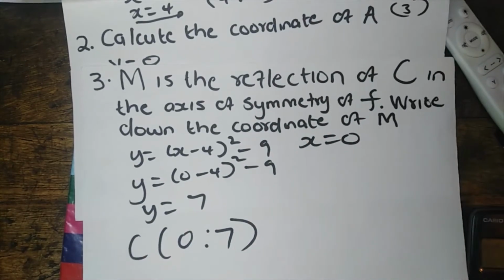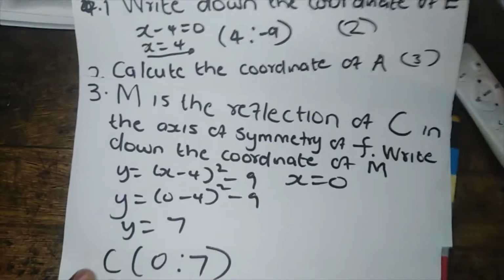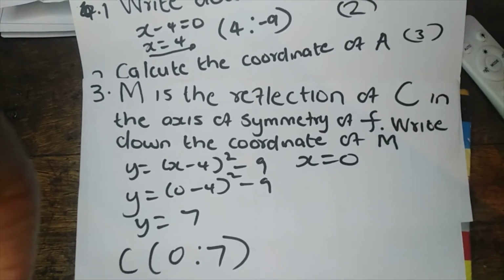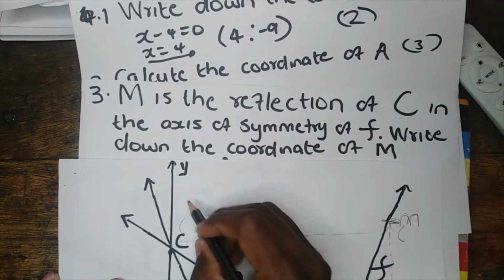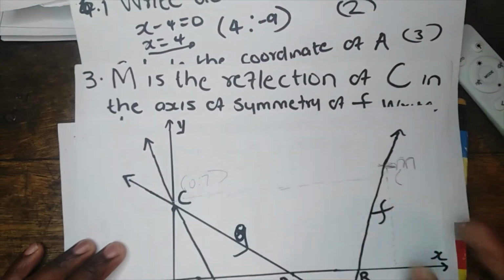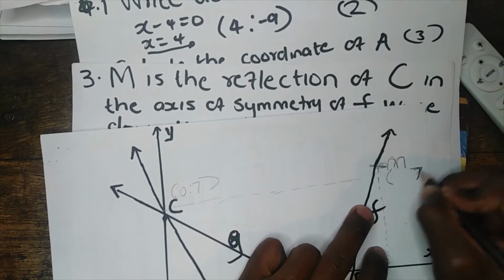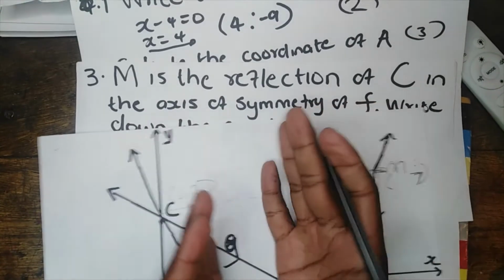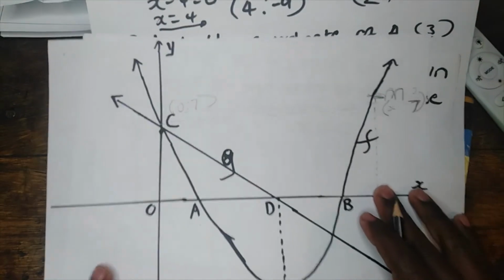Remember this, guys, it is very important. Now we need the coordinates of M. The question says write down the coordinates of M. How do we get the coordinates of M? We already know that C is equal to (0; 7). Since M is a reflection of C, M will also have 7 as its y, and we are looking for its x.